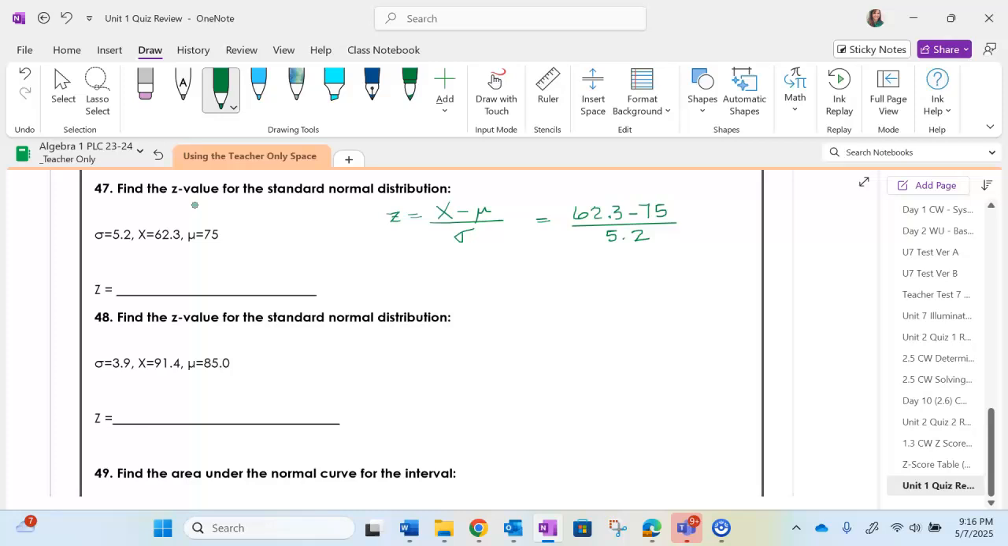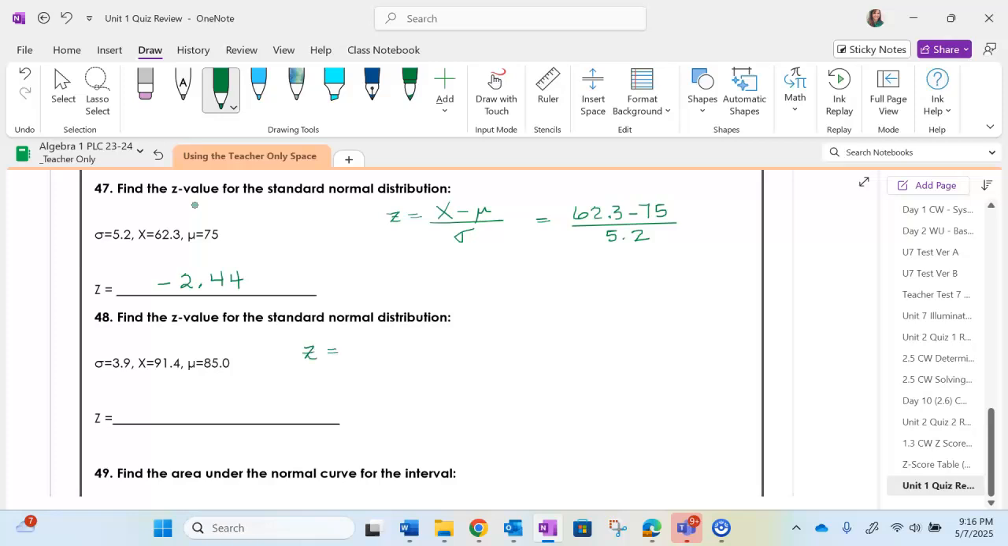All right, so let's see what we got here. 62.3 minus 75 divided by 5.2. Now I need it rounded to the nearest hundredth, so it's negative 2.44. That's the z-score. All right, let's do it again.